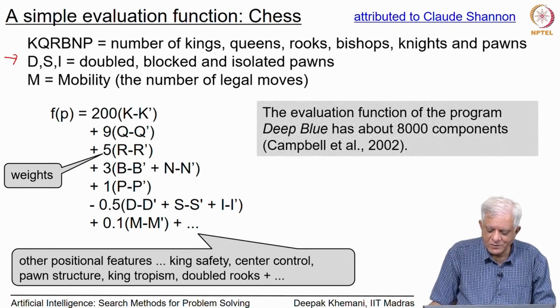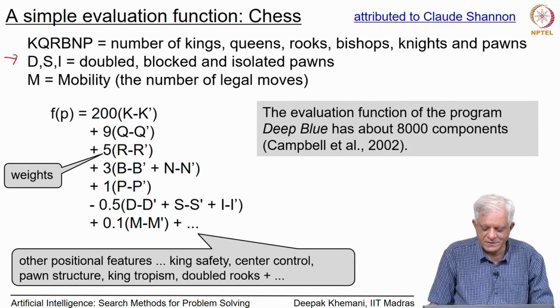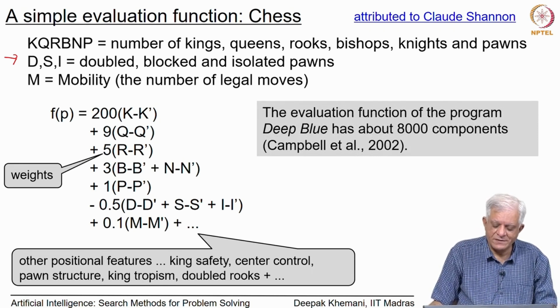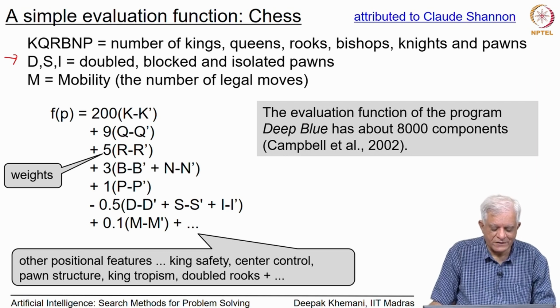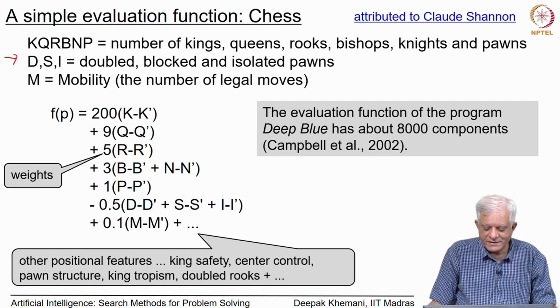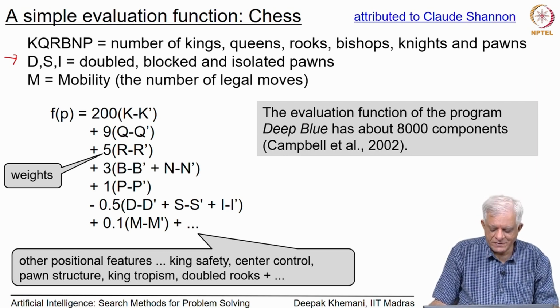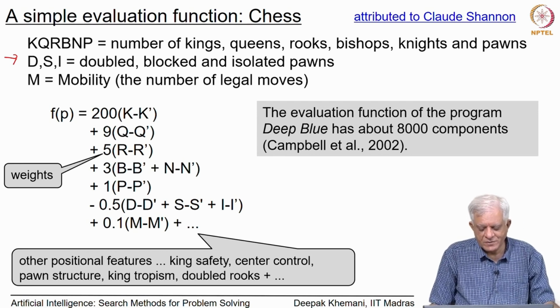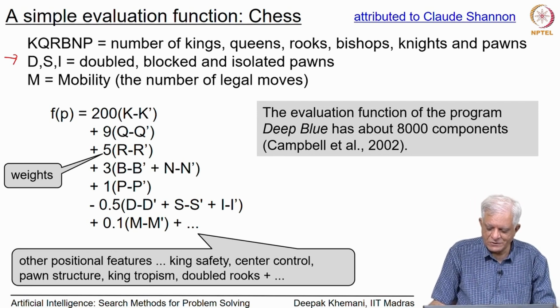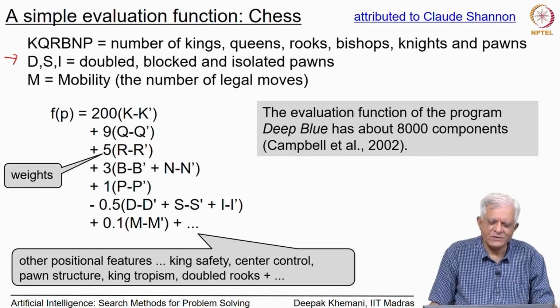The program Deep Blue, which beat Kasparov in 1997, has about 8,000 such components, 8,000 different components, according to the paper published in 2002 by one of the authors of the program, Campbell. Let us look at what else you can do in chess.